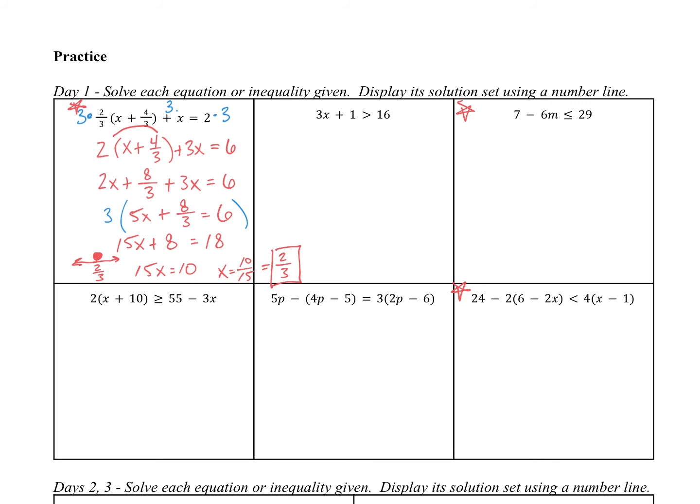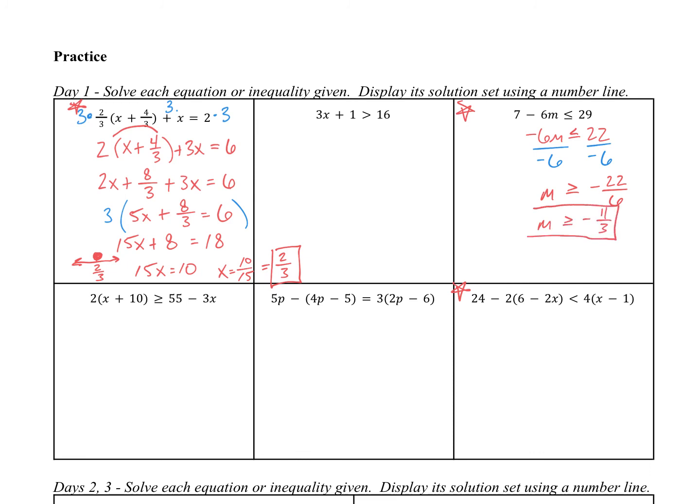Let's take a look at the third example here. I would probably subtract 7 from both sides first, so I have negative 6m is less than or equal to 22. Now I need to divide by a negative value. That's going to flip the inequality, and we have a negative 22/6. Pretty ugly. We should reduce that to negative 11/3.